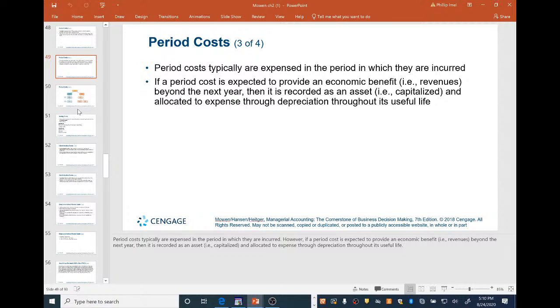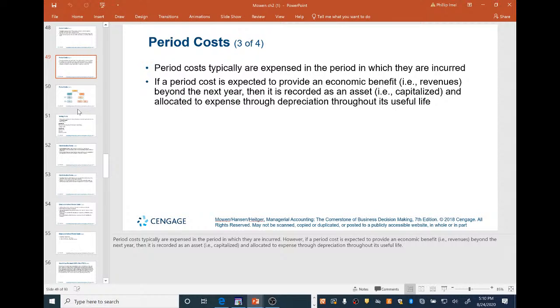Say we're buying water for the office or something. That's going to be a period cost, because we're not going to get the benefit out of it once it's consumed, which happens in a short period of time. But say we buy a car, like a company vehicle, right? We hope that car is going to last longer than a year, right?